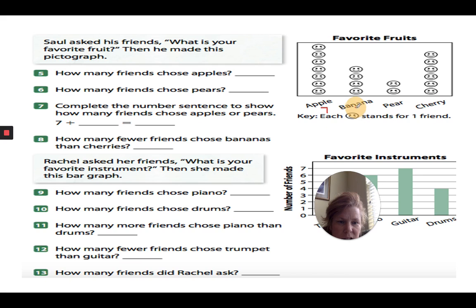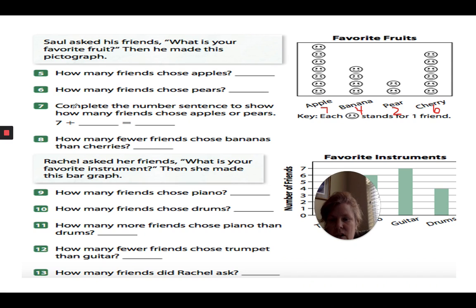Here I can see that there's 4. It is so hard to write with my little mouse here, and then 6 here. So now I can see really quick. How many friends choose apples? Look down here, 7. How many friends choose pears? 2.